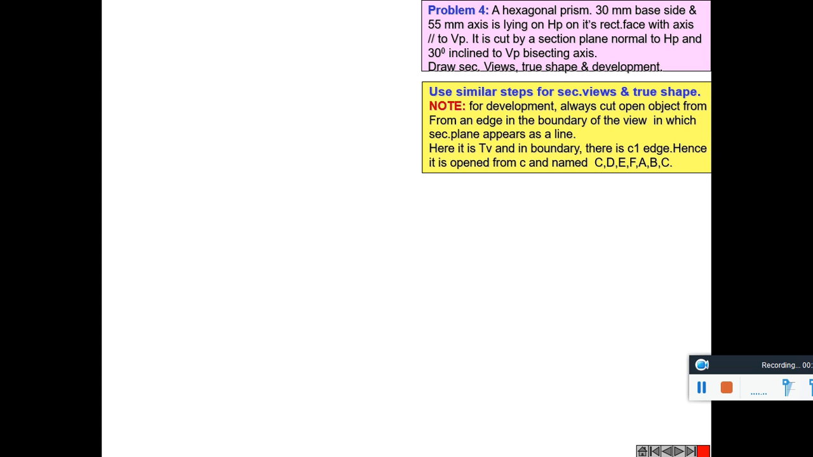Next problem, a hexagonal prism 30 mm base side and 55 mm axis is lying on HP on its rectangular face with axis parallel to VP. It is cut by a section plane normal to HP and 30 degree inclined to VP bisecting axis. Draw sectional views, true shape and development.